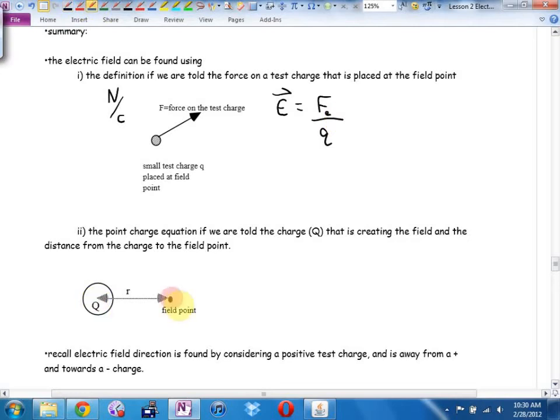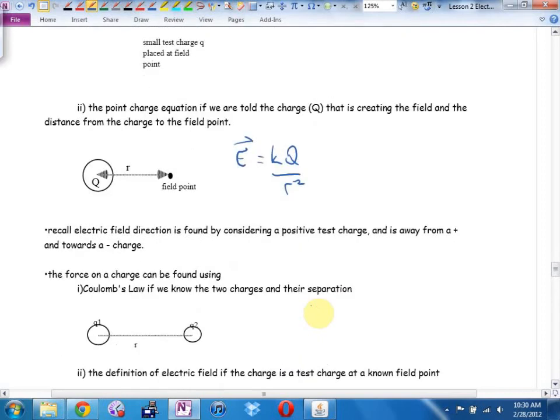If you don't know how big the charge is right there, but you know how big the planet is, the large charge that's causing the electric field, kq over r squared. Electric field is found by considering a positive test charge, away from positive towards negative.